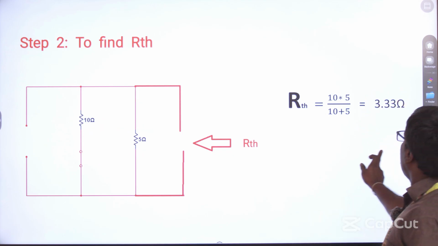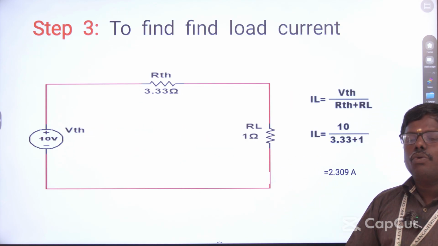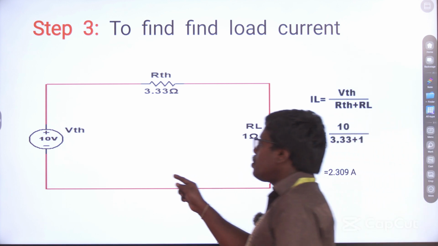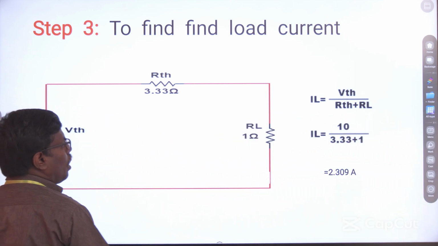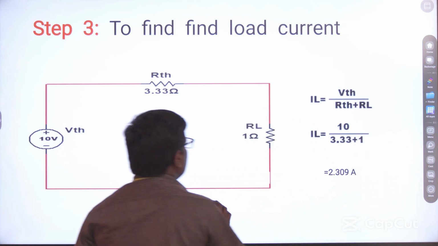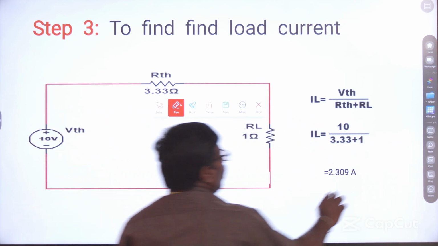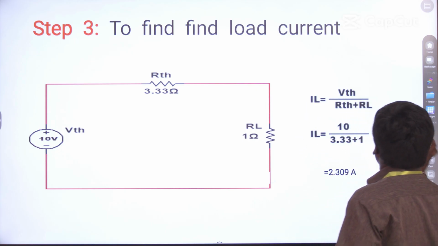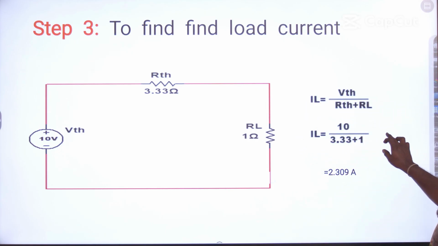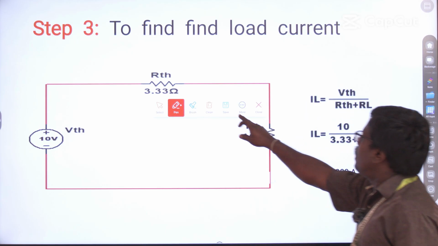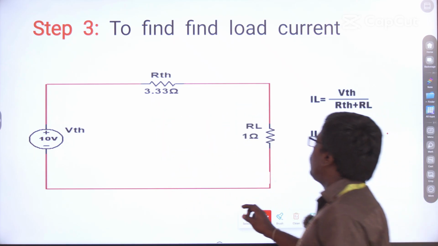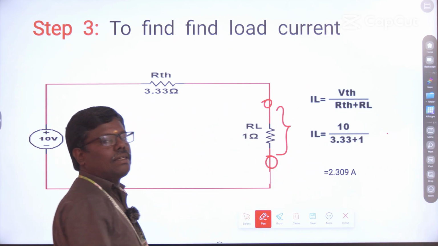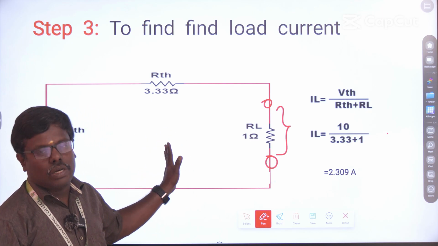Then next, I am going to draw the equivalent circuit. Now how to draw the equivalent circuit? I have to take a VTH source. After that, VTH and RTH should be connected in series. And the next step, you have to reconnect the load. The load we have removed has to be connected, so I have connected the load resistance.